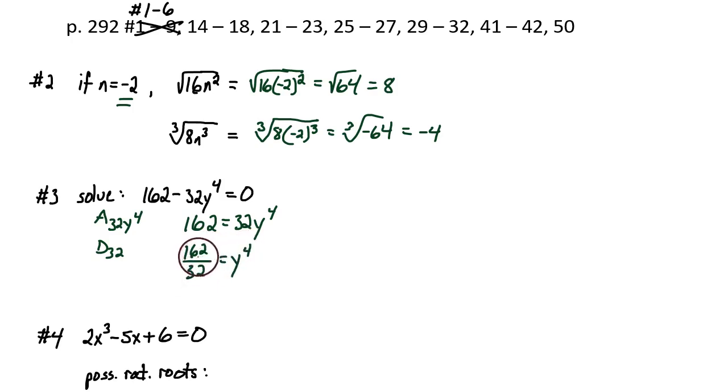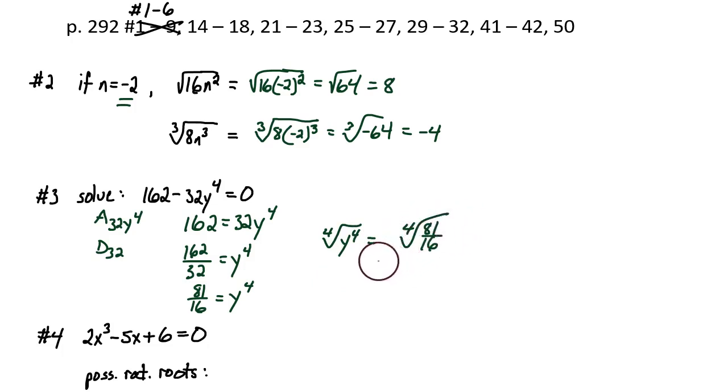This is a reducible fraction. Both top and bottom divide by 2, making 81 over 16. And that's equal to y to the fourth. Now let's get the letter y alone by removing the exponent of 4. To do that, you take the fourth root. Taking the fourth root of y to the fourth power will create a y. Let's also take the fourth root of the 81 over 16.